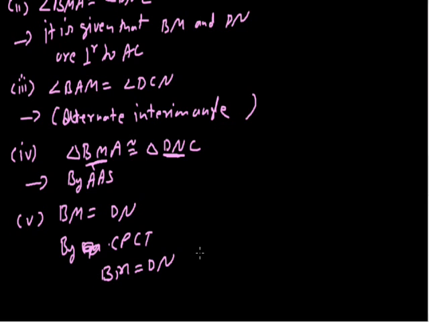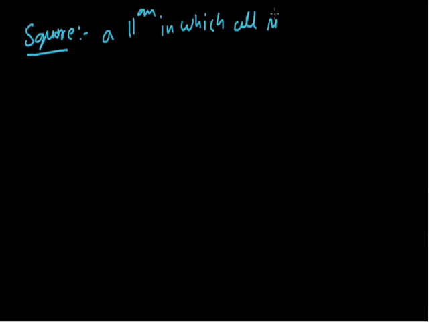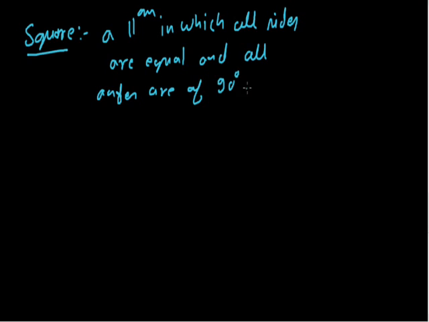Now we move to the next type of parallelogram, that is a square. We can define a square: it is a parallelogram in which all sides are equal and all angles are of 90 degree. So in this way we can define a square.